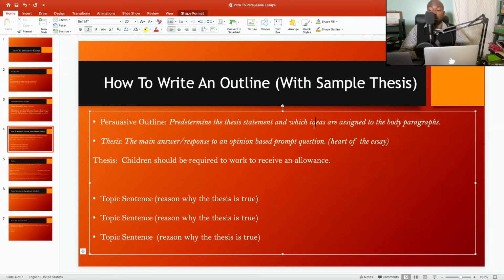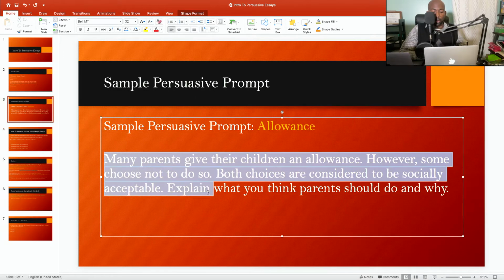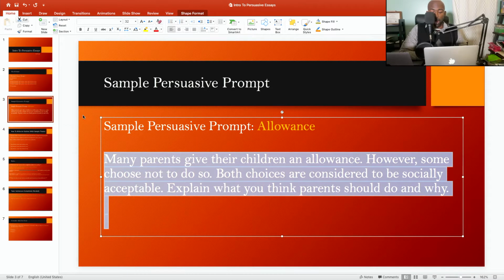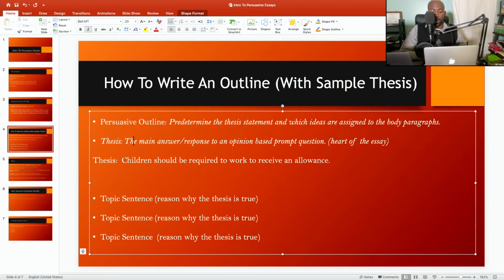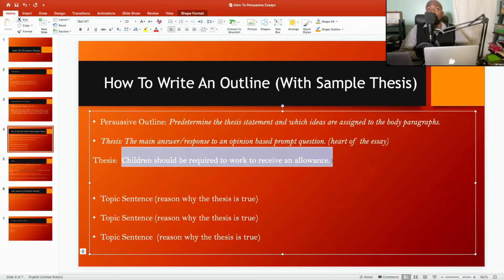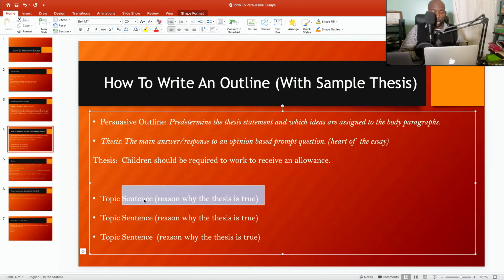A thesis statement, which means the main idea you're going to argue, and topic sentences, which are reasons why that thesis is true. So they asked us the question of what should be done about the whole allowance situation, right? Should children get an allowance? Should they not? So our thesis has to respond to that. And it says, this is just a sample thesis, children should be required to work to receive an allowance. Okay, so that is the idea that we're going to discuss throughout the entirety of the essay. That's that main idea that we're trying to persuade you to believe. And so we've got to have 3 topic sentences, which are reasons why that thesis is true.